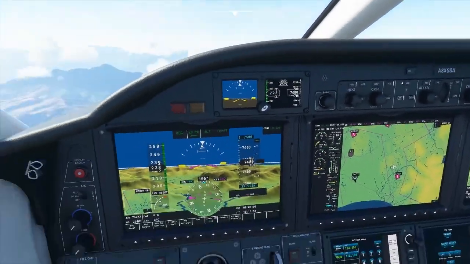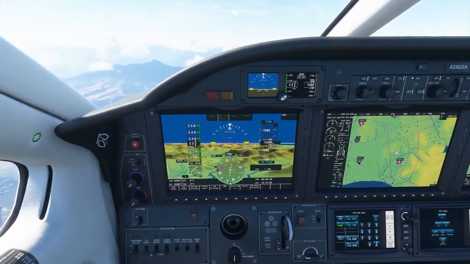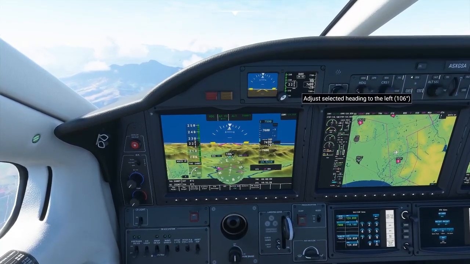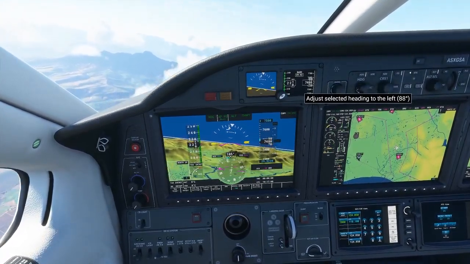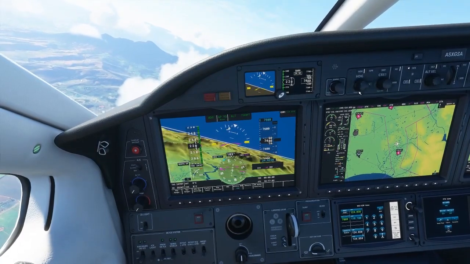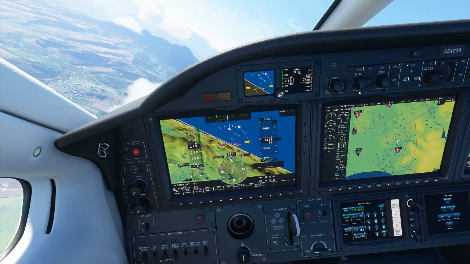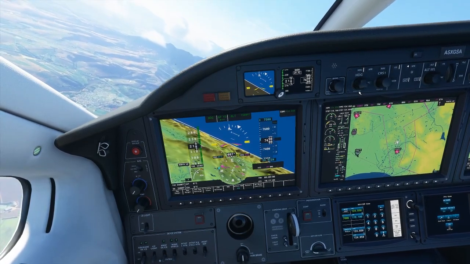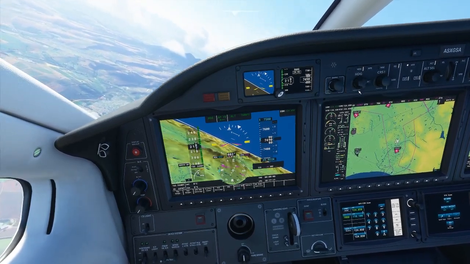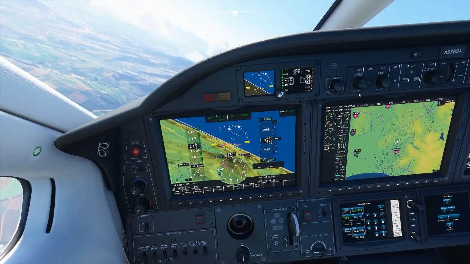So what we're looking at today is basically NDBs. We'll have a bit of a chat about what they are, how we use them, and then we'll bash out an ILS approach that has an NDB located on the final approach segment. So we'll just see what that looks like.